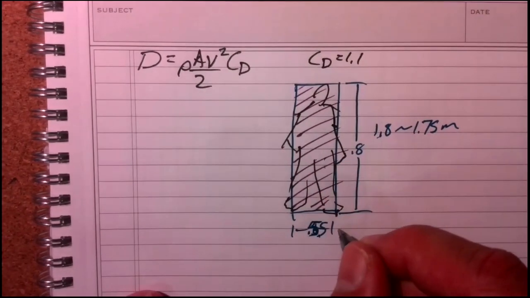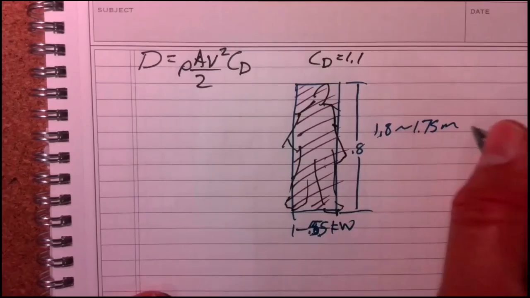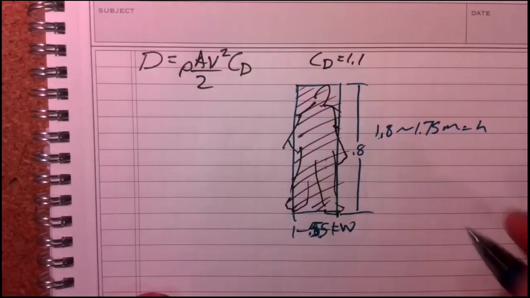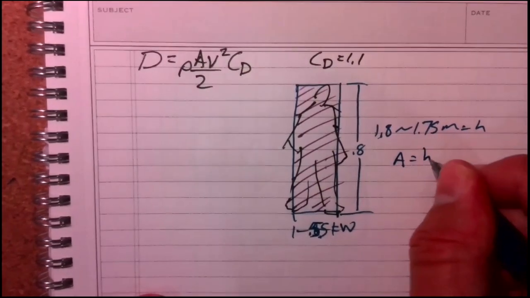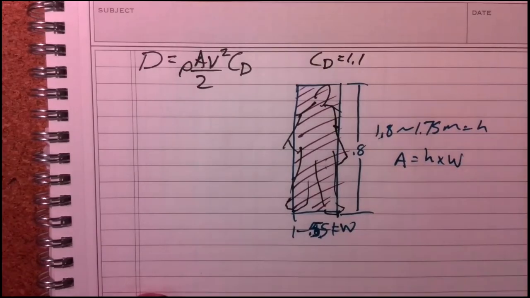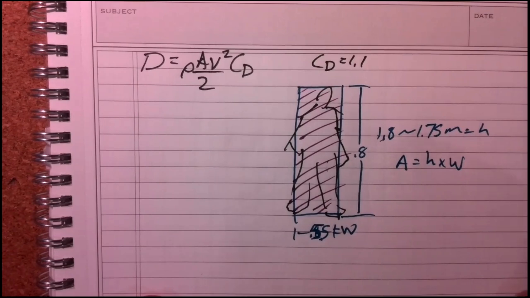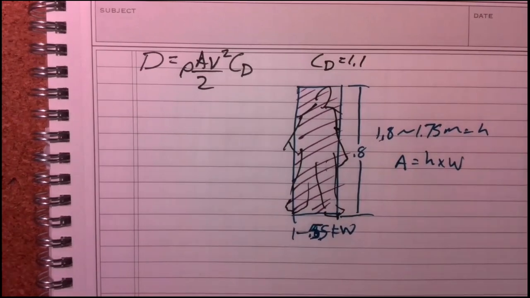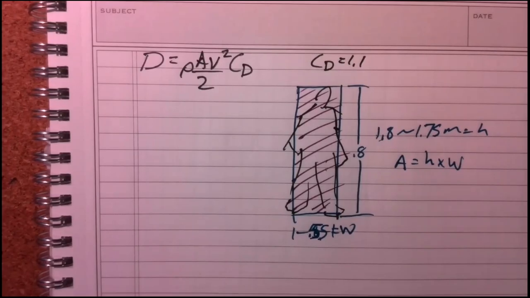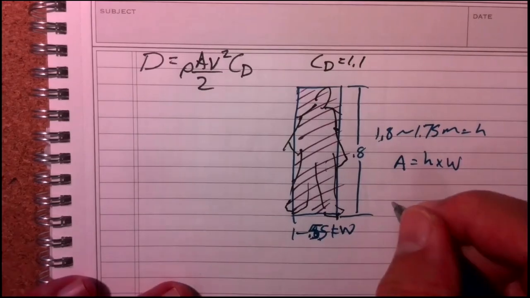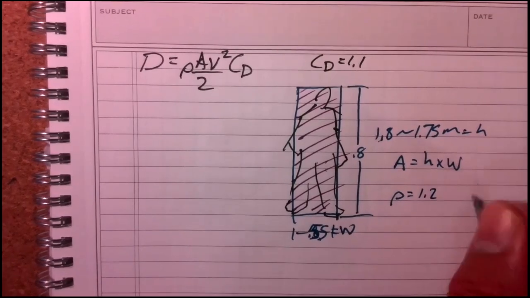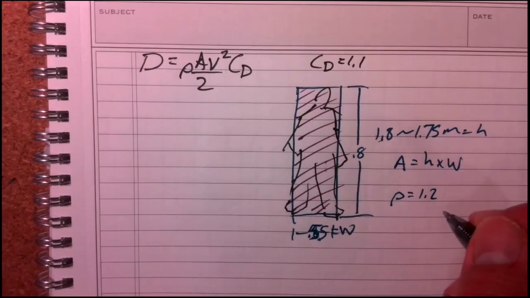So this is my width, and this is my height. To get the area, I'm just going to do area equals height times width. I'm going to get a number from that, but I'm just going to leave it as A for now. I don't know what that number is. And then the density of air, we can look up that value. Rho is 1.2 kilograms per cubic meter.